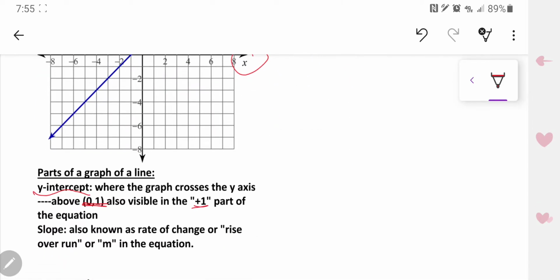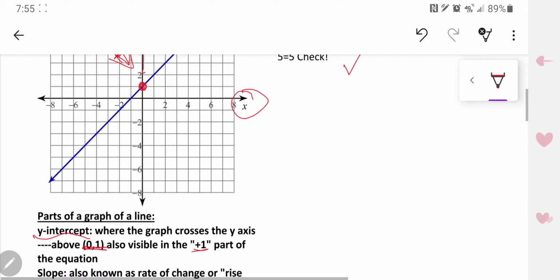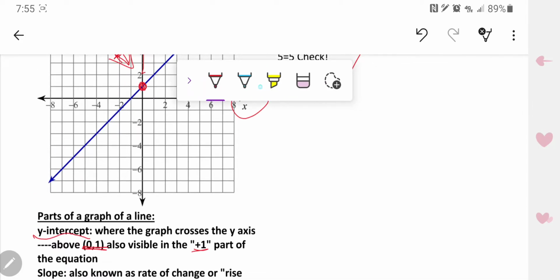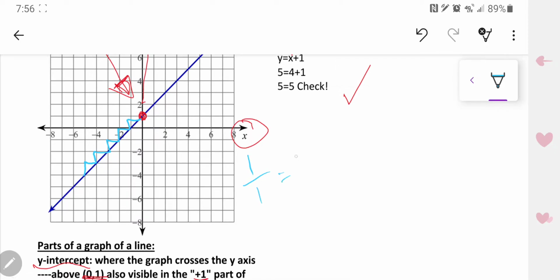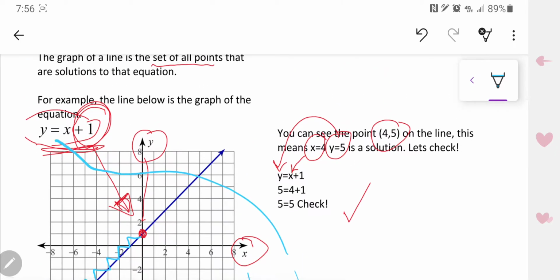Slope is known as the rate of change, rise over run, or it's the m part of the equation. So you can see slope when you count up 1 over 1, up 1 over 1, up 1 over 1. So your slope is 1 over 1, which is 1, which is visible right here.